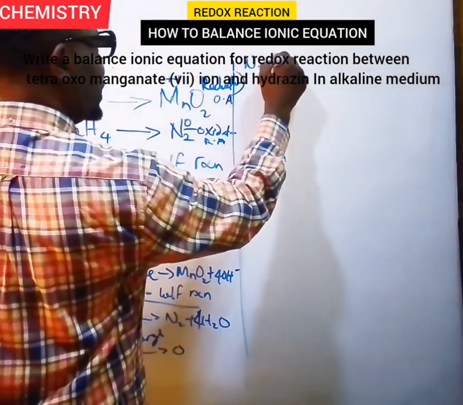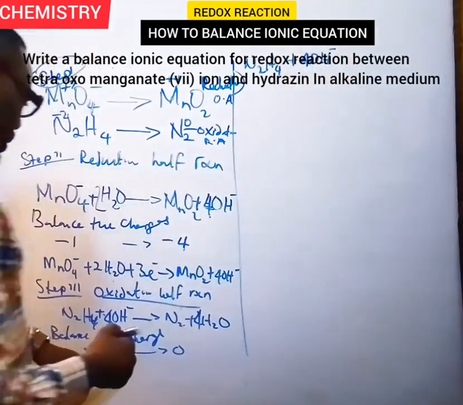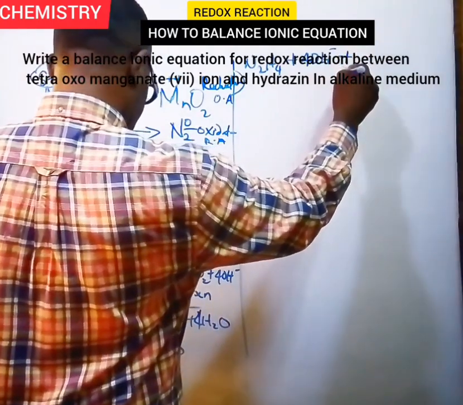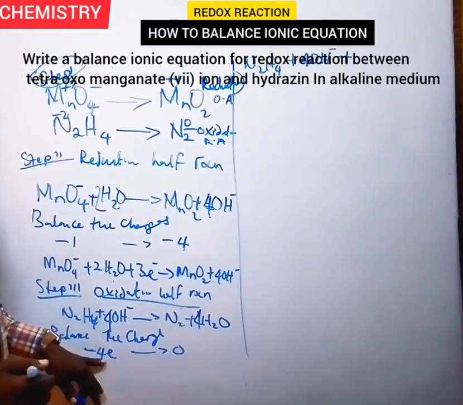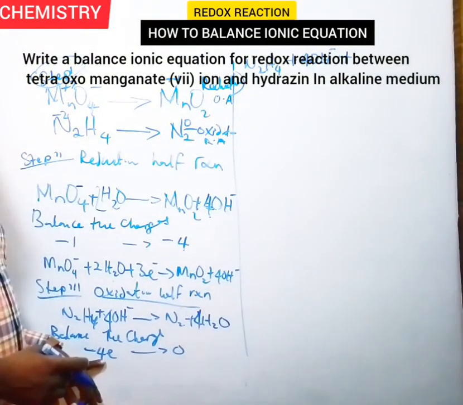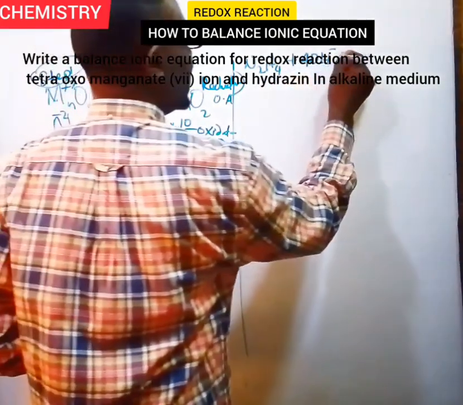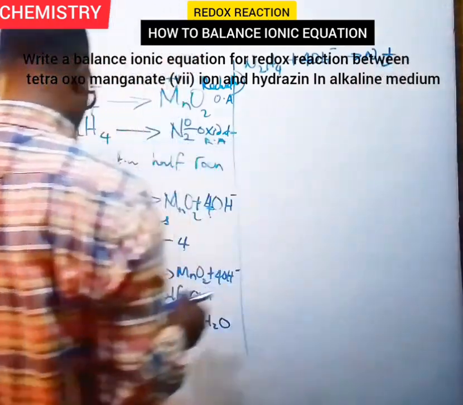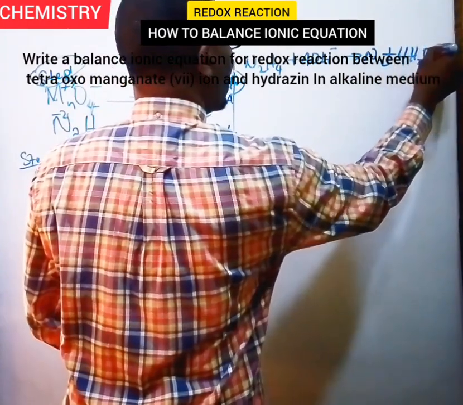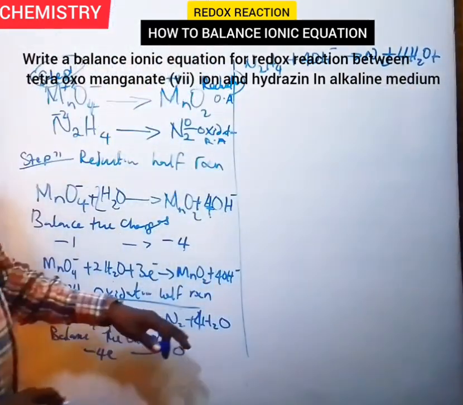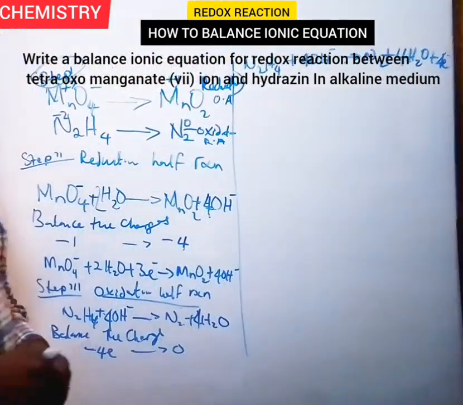N2H4, hydrazine, plus 4OH minus. That is all like that for that side. N2H4 plus 4OH minus, leading to what? Leading to N2 plus 4H2O plus 4 electrons. Yes, you can see it like that.